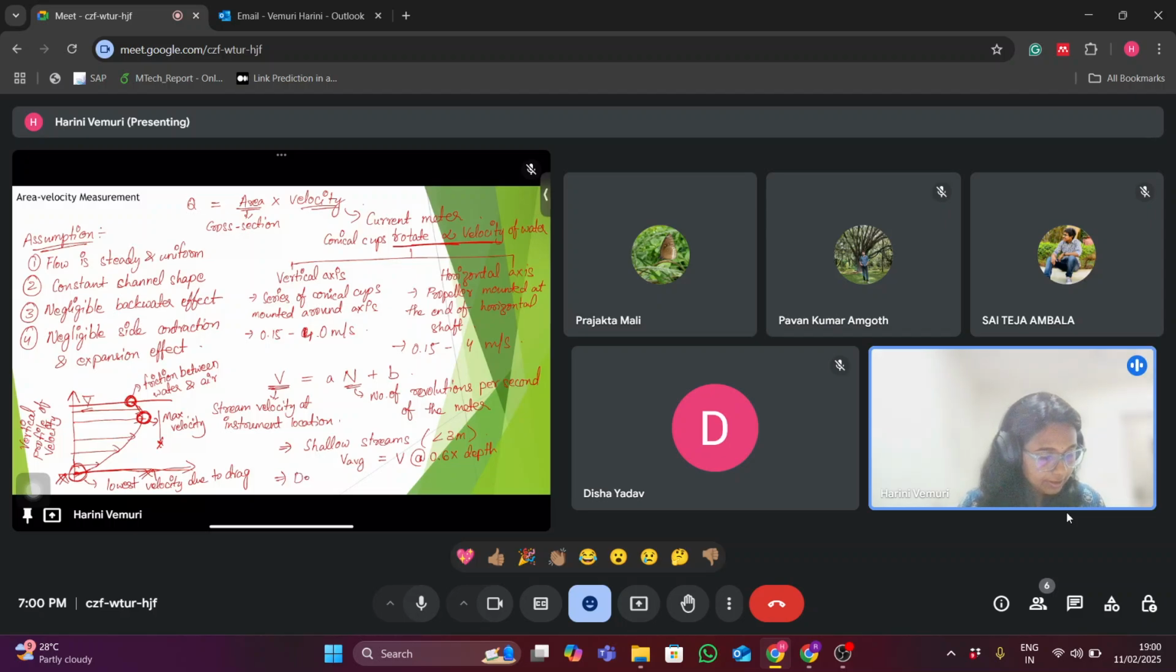Okay. If it is a deep stream, that is, if the depth is greater than 3 meters, the average velocity will be equal to the velocity measured at 0.2 times the depth of the stream from above plus the velocity measured at 0.8 times the depth of the stream from above, divided by 2. So we take the average of the velocity measured at 0.2 times the depth and 0.8 times the depth from above. Okay.